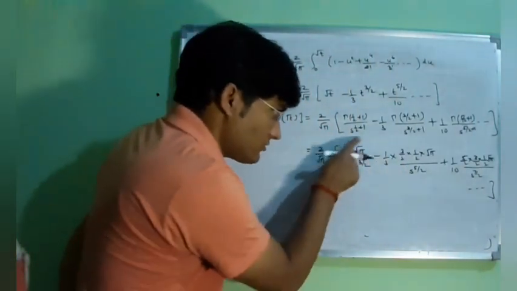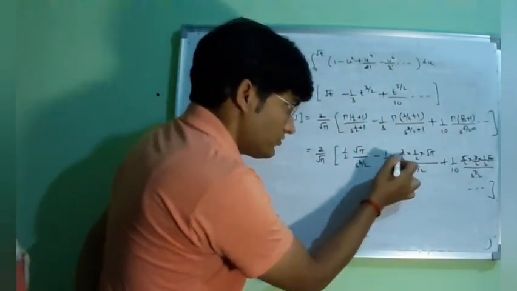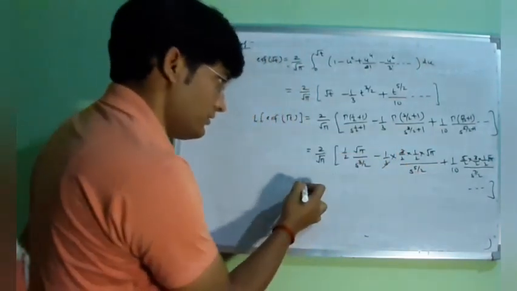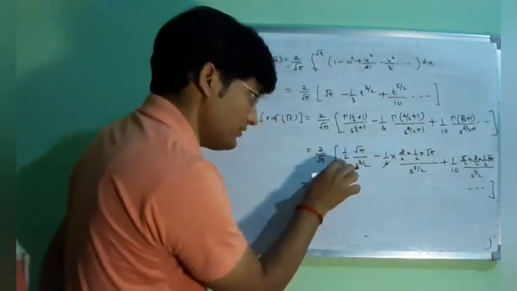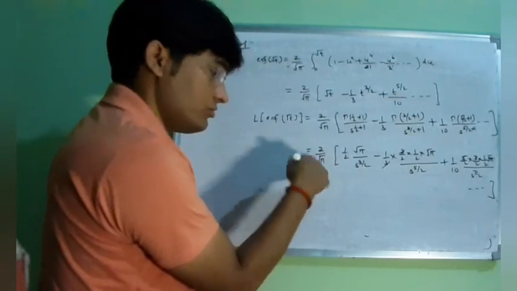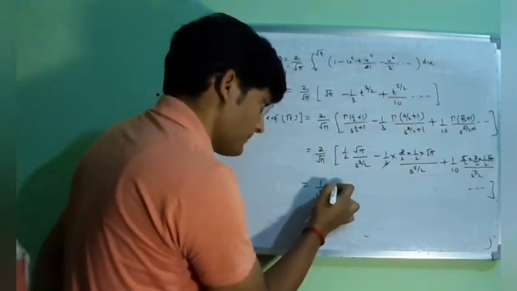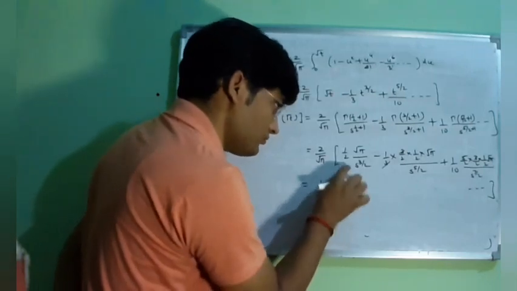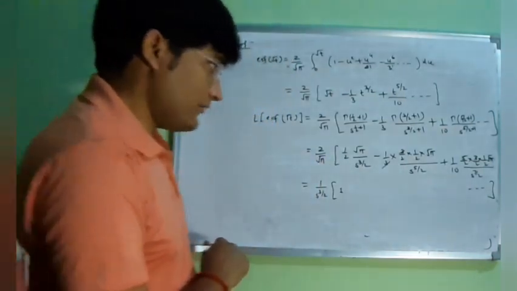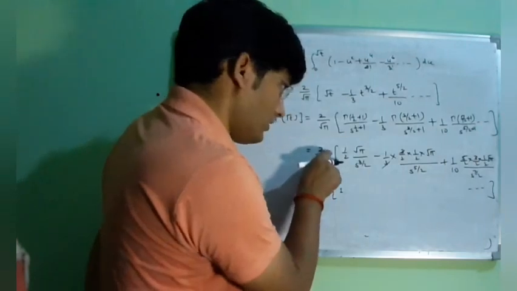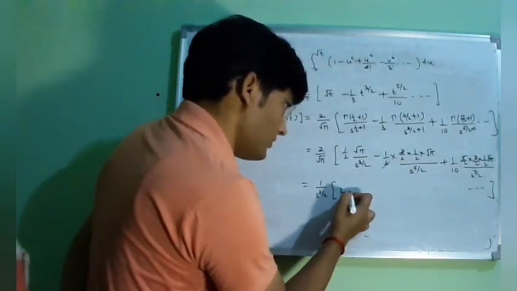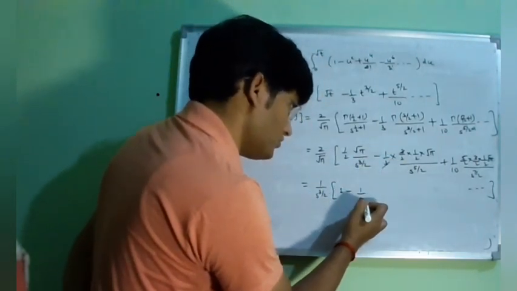So let us take this term common. Now you can see that this 3 and 3 will be cancelled. Now this root pi and root pi will be cancelled. 2 and 2 cancelled. So we will simply have s to power 3 by 2. Now in the bracket, the first term will be 1. And for the second term, now this 2 is cancelled with this one. So we will simply have 1 by 2.